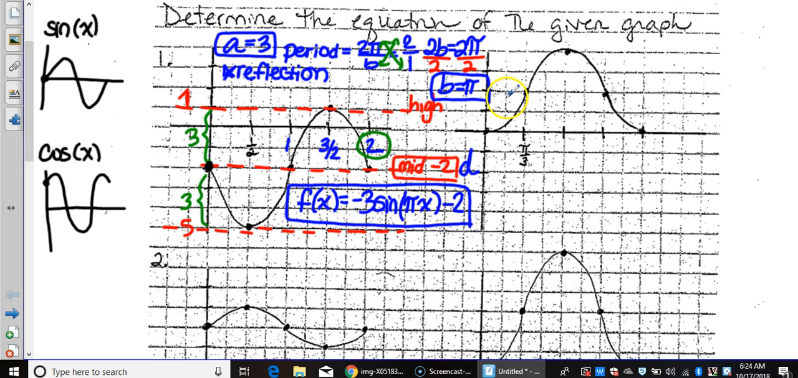Let's apply this same process to number 2. So we're going to look for a first, then b, then d. You could do any order you want. Just alphabetical seems to be nice. So let's first sketch our mid, high, and low. You do that and I'll do that and we'll see if we match.